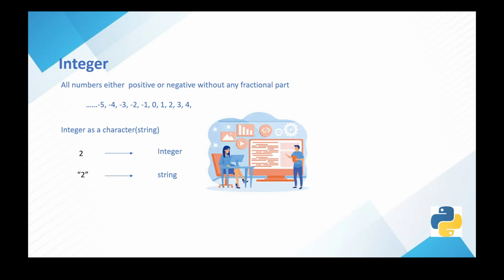We can see one example. Here, 2 is a number. 2 is a digit. It is an integer. The same 2 we have written inside double quotes, so it is behaving like a string. Why is it behaving like a string? As we have learnt already, a string is a stream of characters enclosed in double quotes. That character can be a digit, special character, space, capital letter or small letter.